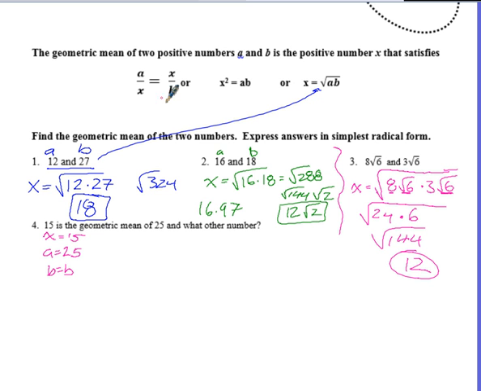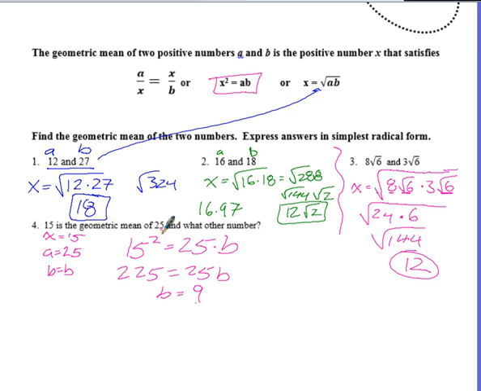If you take a look at our equations up here, we can pick any one of them to work with. The easiest one for this particular problem is x squared equals a times b. So 15 squared equals 25 times b. From here, it's just a matter of solving for b. 15 squared is 225, and then we divide both sides by 25 and get that b is equal to 9. So the geometric mean of 9 and 25 is equal to 15.